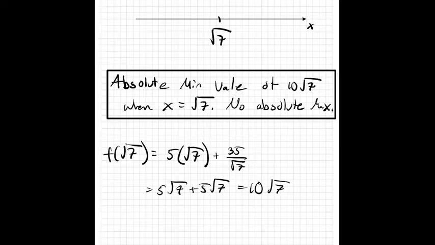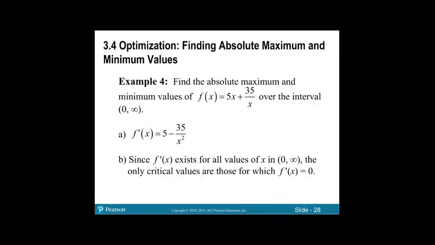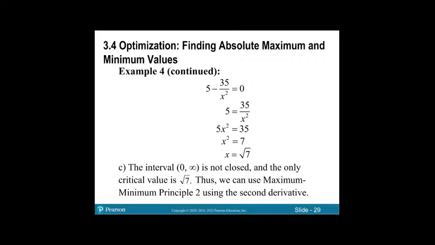So, the first derivative, since f prime exists for all values, the only critical value is where f prime is 0. We knew that 0 worked, but that's not in our interval that we were considering. That's why we didn't use the 0. If we set it equal to 0 and solve, we got the same result. It should be plus or minus root 7, but on the interval from 0 to infinity it's only the positive root 7. This interval is not closed, and the only critical value is this.